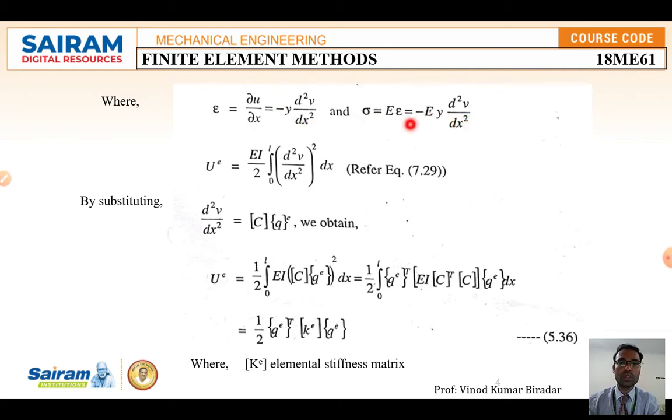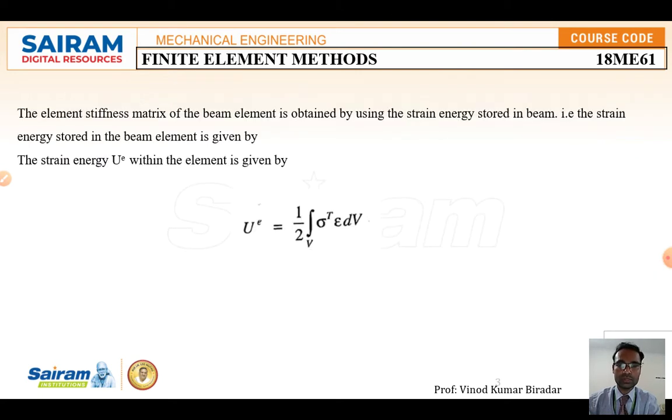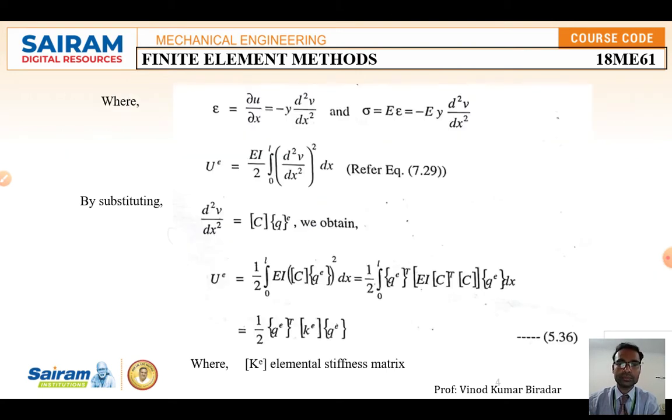Now, substituting minus E y d square v by dx square into the strain energy equation for sigma, you are going to get strain energy equal to EI by 2 integration from 0 to L of (d square v by dx square) whole square dx. Now let us assume d square v by dx square equals C into q, where C is nothing but a constant matrix. Substitute this in this equation.